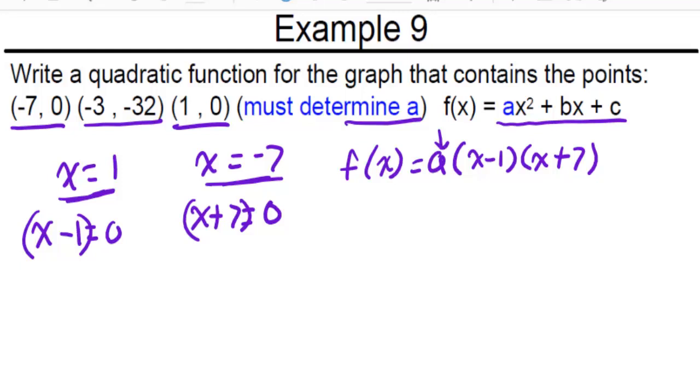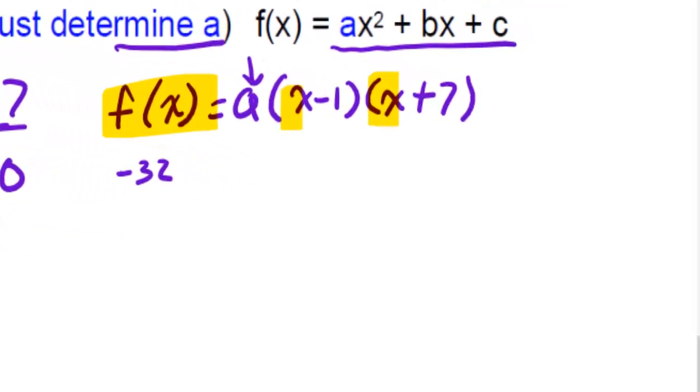So the only way I can solve for a is substituting a value in for the x here and the f of x, and I'm going to get that from this other point off to the side, which is the negative 3 and the negative 32. Just remember the negative 3 is the x value and the negative 32 is the f of x value or the y value. So f of x is going to be negative 32.